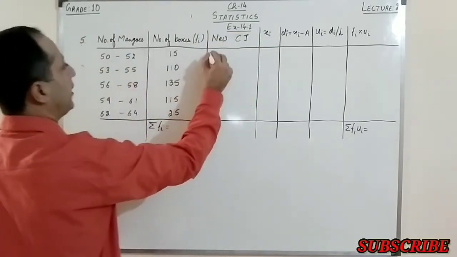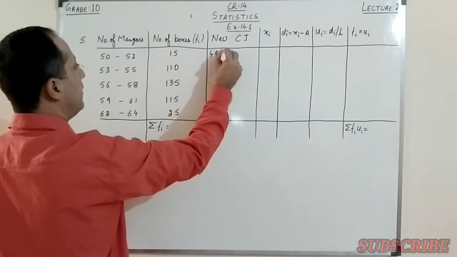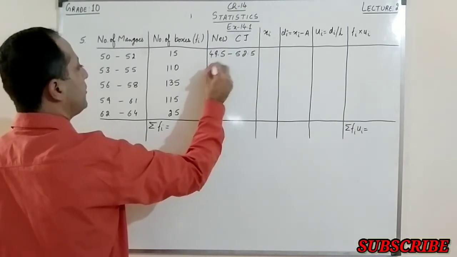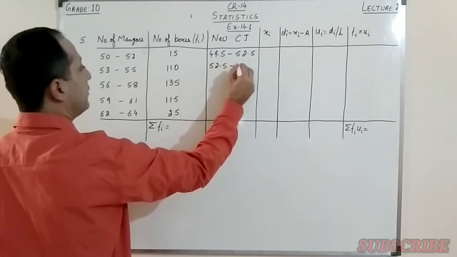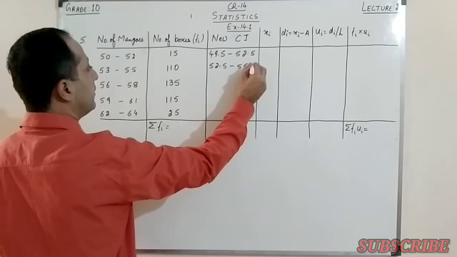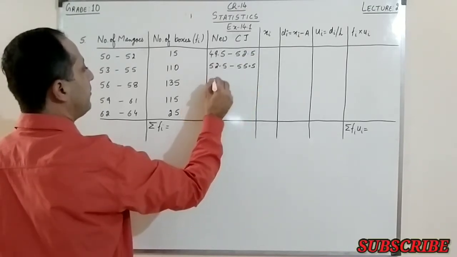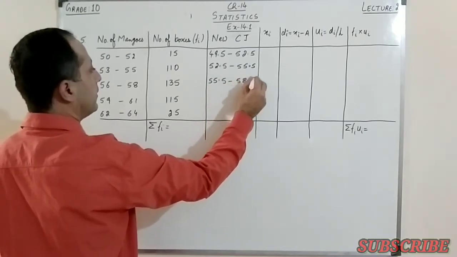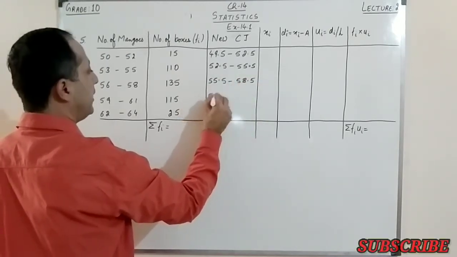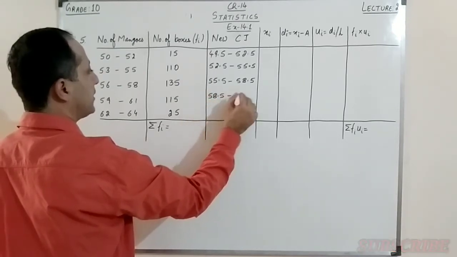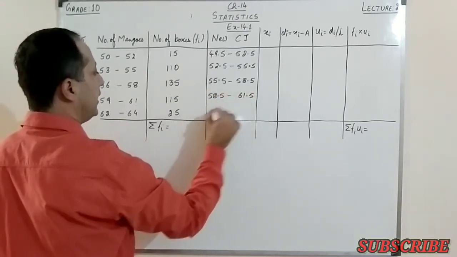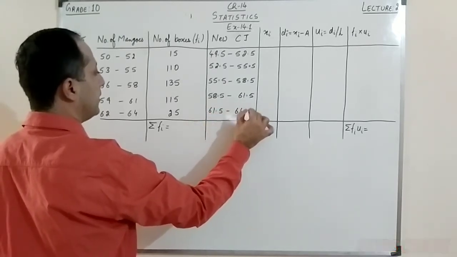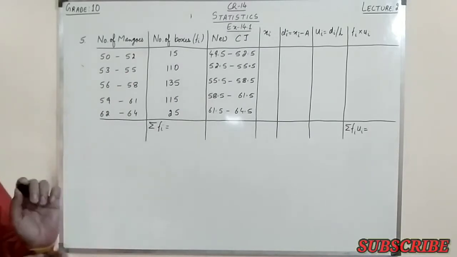If I subtract, this is 49.5 to 52.5. Then we have 52.5 to 55.5. Then 55.5 to 58.5. Now 58.5 to 61.5, and finally 61.5 to 64.5. These are the new class intervals.